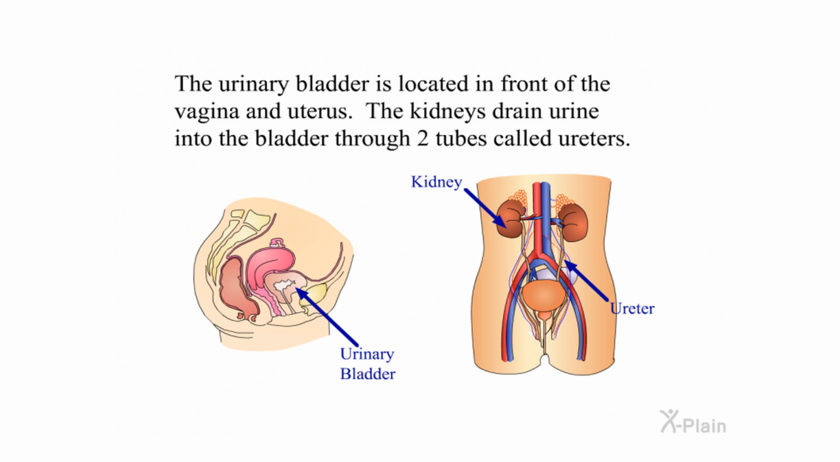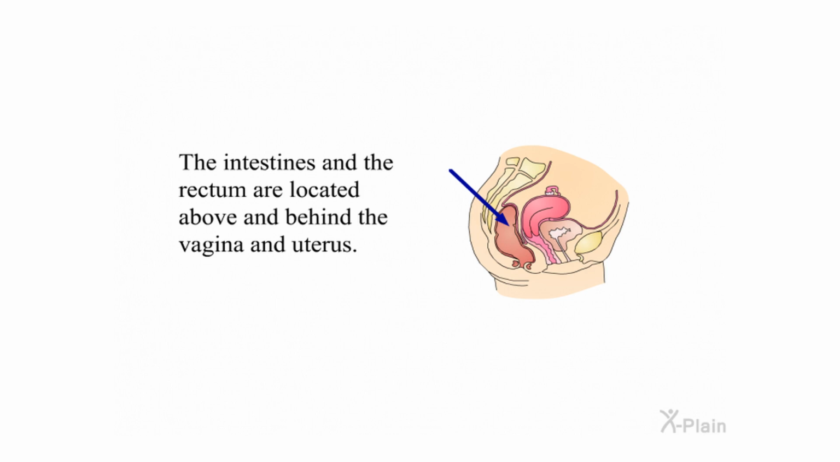The urinary bladder is located in front of the vagina and uterus. The kidneys drain urine into the bladder through 2 tubes called ureters. The intestines and the rectum are located above and behind the vagina and uterus.